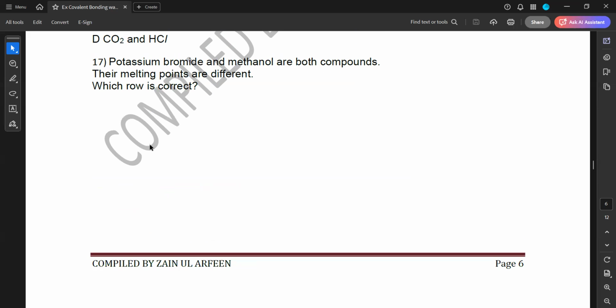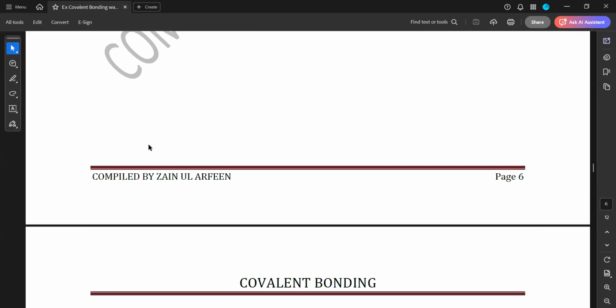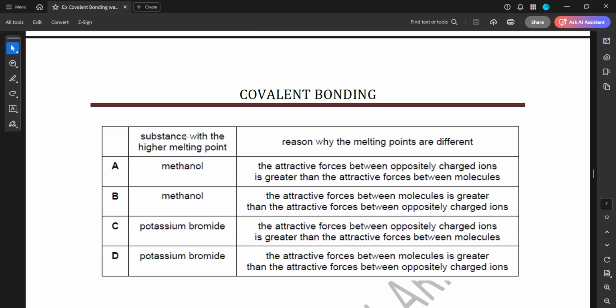Question 17, potassium bromide is there, and methanol. The main question is here. Methanol is a covalent molecule whereas potassium bromide is an ionic compound. So for question 17, the correct answer is C, that for potassium bromide, the attractive force between the oppositely charged ions is greater than the attractive forces between the molecules. Why is there a difference in the melting point? Because ionic compounds have strong electrostatic attraction, whereas covalent molecules have weak forces between the molecules.